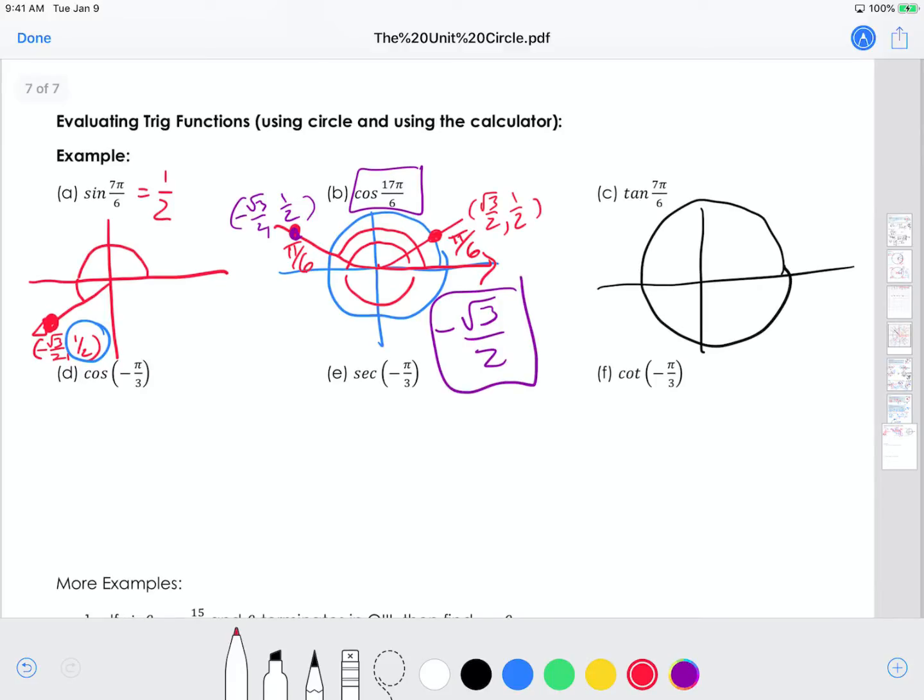We already found the angle in part A for 7 pi over 6. Here's my initial side. 7 pi over 6 is 1 pi over 6 past pi. So here's pi. I swing open to pi, and then I go 1 more pi over 6. So my reference angle is pi over 6, but we already used that to find my terminal point. And the terminal point we found for that in part A was -√3/2 and 1/2.